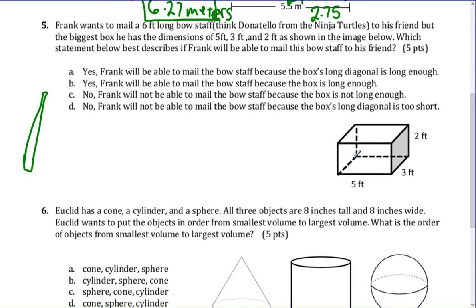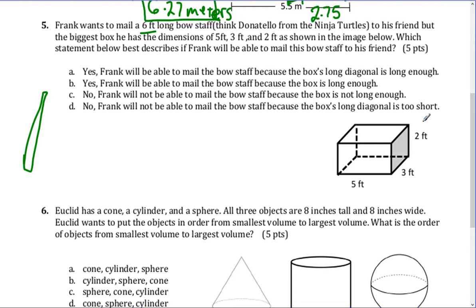He wants to know if his 6-foot-long bow staff will fit inside this box that's 5 foot by 3 foot by 2 foot. Yeah, you could probably say, well, why don't you just stick it in the box and figure it out? But maybe he doesn't want to. He wants to do the math first. So let's do this.